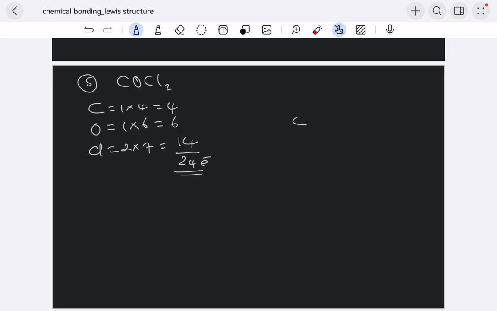So how do we distribute these? Carbon goes in the middle, then we have oxygen this side, chlorine this side, and another chlorine here. So we have used 6 electrons. When we subtract 6, we remain with 18. So that 18, we use them to satisfy the octet. So 6, 6, 6.